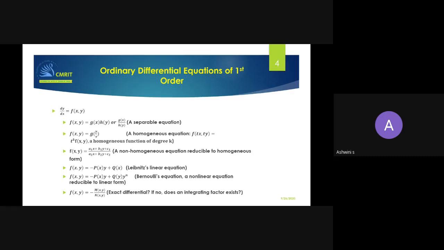We look at separable equations, then homogeneous equations, then a non-homogeneous equation reducible to homogeneous form, then the linear (Leibniz linear) equation, Bernoulli's equation, which is a non-linear equation that can be reduced to linear form, and then exact differential equations. If it is not exact, then how to deal with non-exactness in a first order differential equation. That is our primary goal.